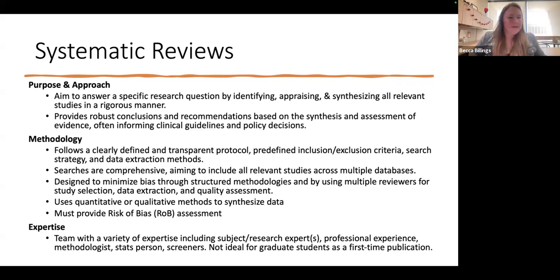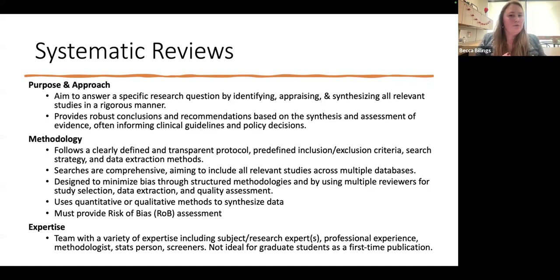So with the methodology, same, you have the clearly defined question. You really need to start with a protocol. The protocol, again, is your plan for the team. How are you going to handle or resolve conflicts with screening? Who is going to do what? What search strategies are going to be used? Where are you searching the literature? And then what tools are you going to use for risk of bias, etc.